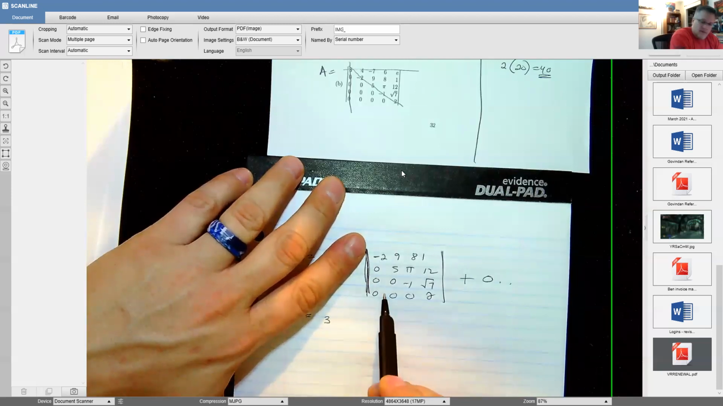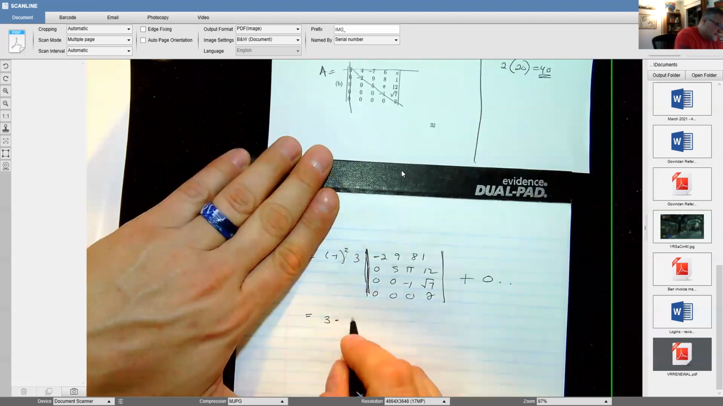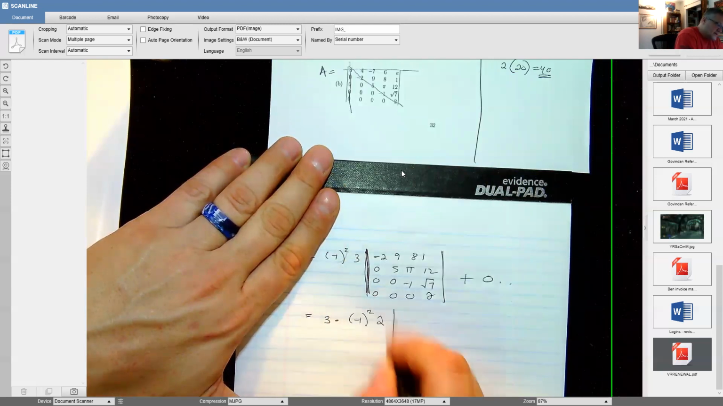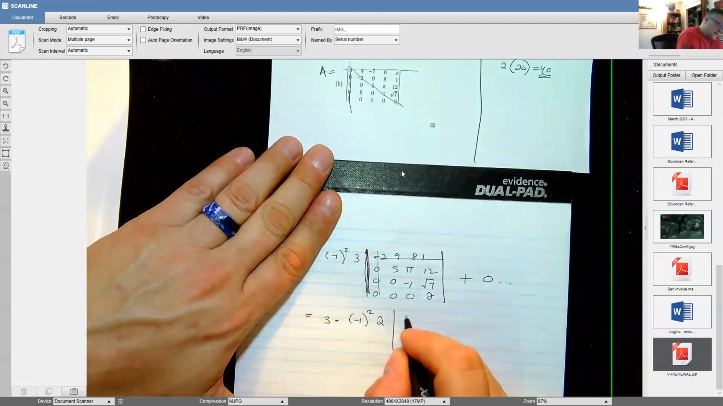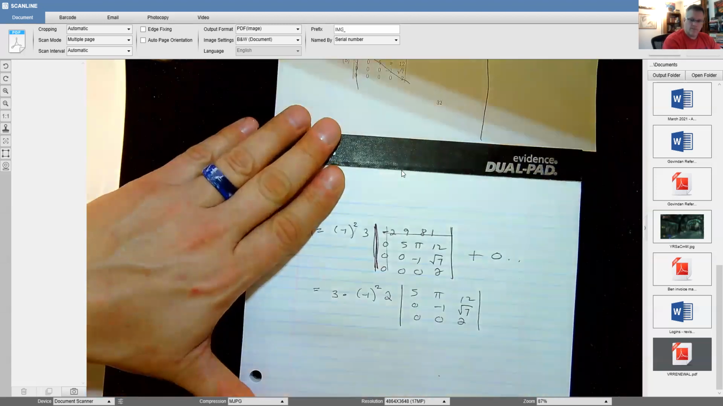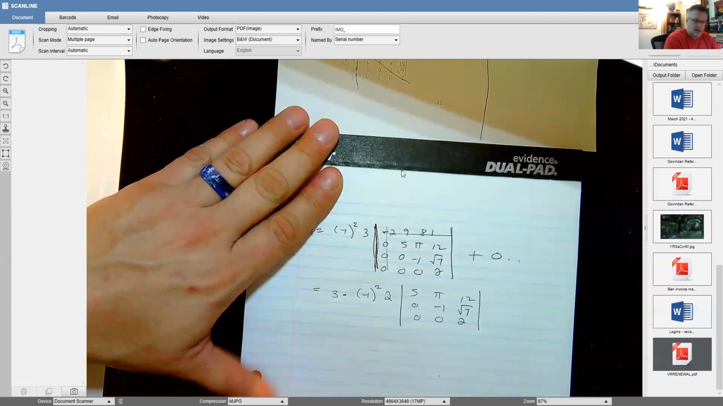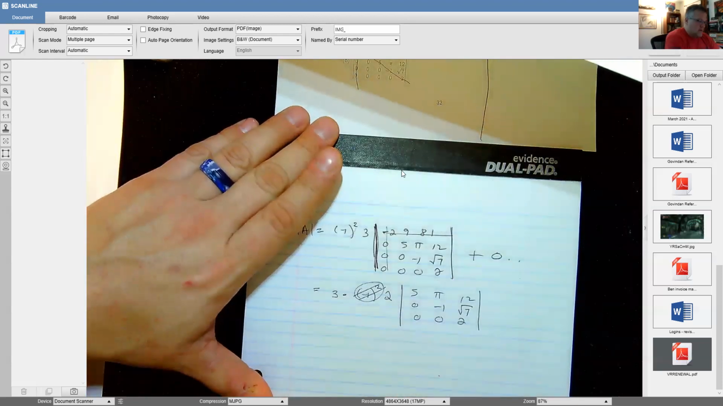These zeros kill everything except for that first one. So here I have 3 times, I'm in the first row, first column again, times the determinant of the matrix obtained by killing off the row and column containing minus 2. That's 5, pi, 12, 0, negative 1, root 7, 0, 0, 2. Okay. Well, good. We're still not done. All we can do here is simplify that. That goes away. Well, we have a 3 by 3.